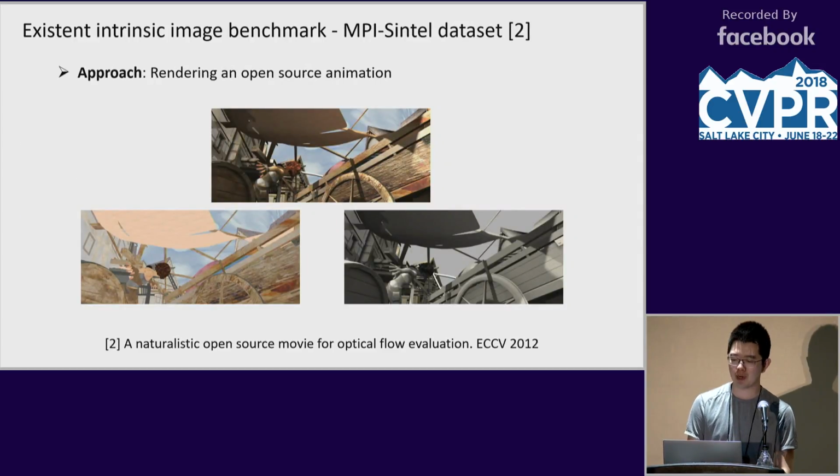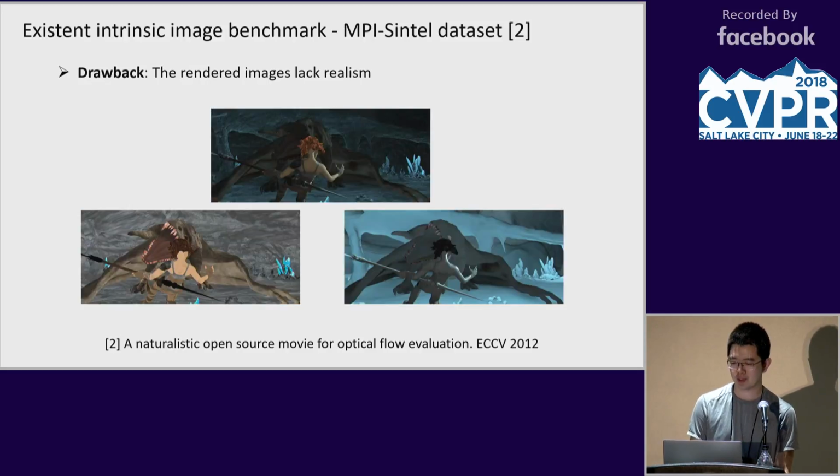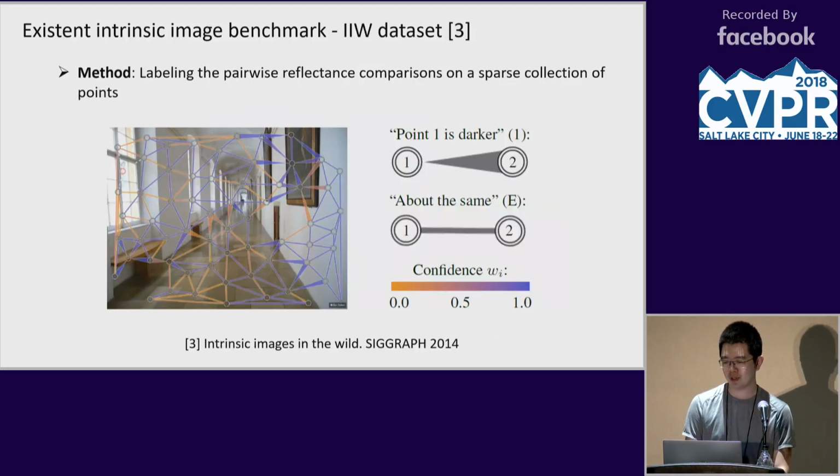Another kind of benchmark, known as the MPI Sintel dataset, is generated by rendering an open-source animation movie. The rendered images often lack realism, and deep networks trained on these data may perform poorly on more natural examples. A more recent IIW dataset was created from real-world photos. Although dense ground truth decompositions are not available, pairwise reflectance comparisons have been labeled via AMT for a sparse collection of points in each image.